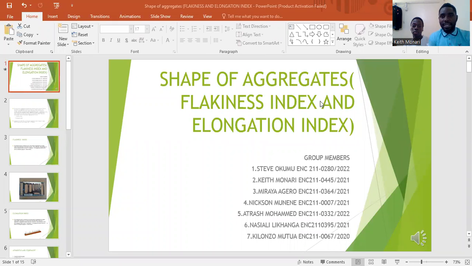Hello, my name is Mirai Agiro, and alongside me is Nixon Munene, representing the third group of civil engineering, Group C. Today we are going to present a report on the experiment of the shape of aggregates, that is the flakiness index and the elongation index.